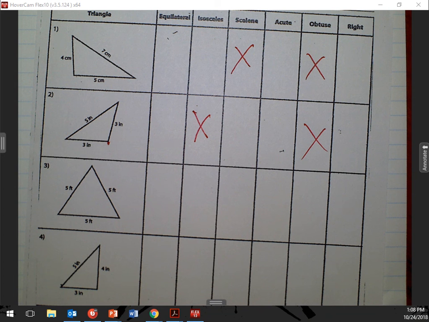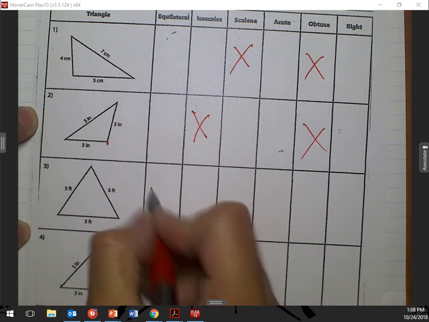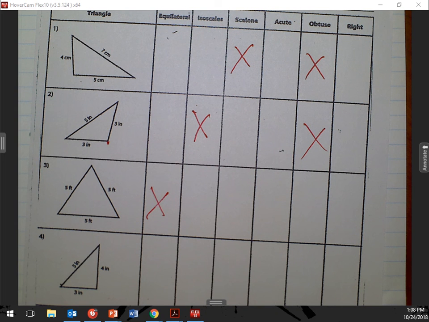3. Is that equilateral, isosceles, or scalene? Equilateral, right? All of them are the same. So it's going to be an equilateral. So let's check that one. By the angle, this is going to be what? Acute. Very good. So if it's an equilateral, what's the value of every angle? 60. That's what we got on the previous page, right? It's 60 degrees.